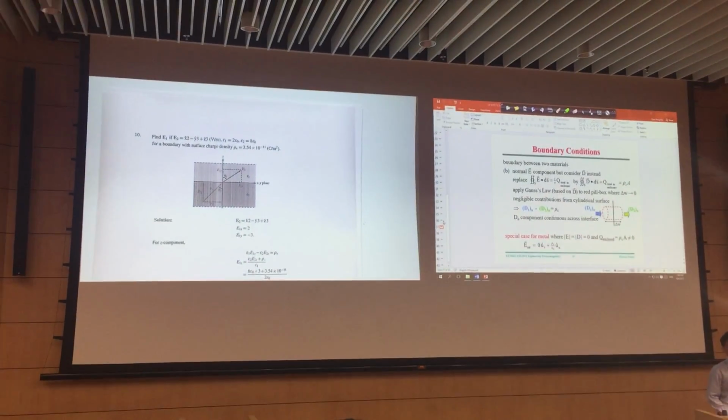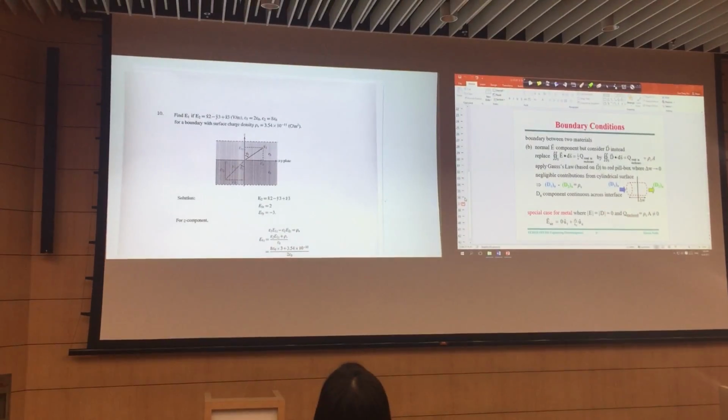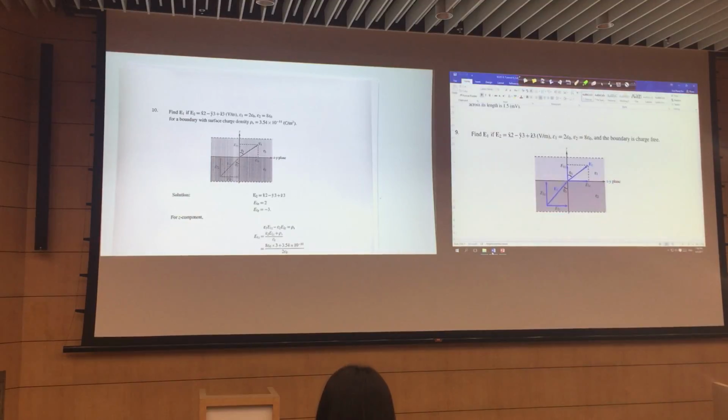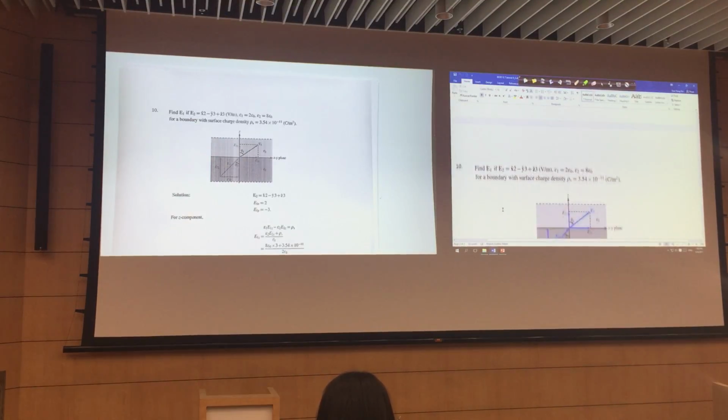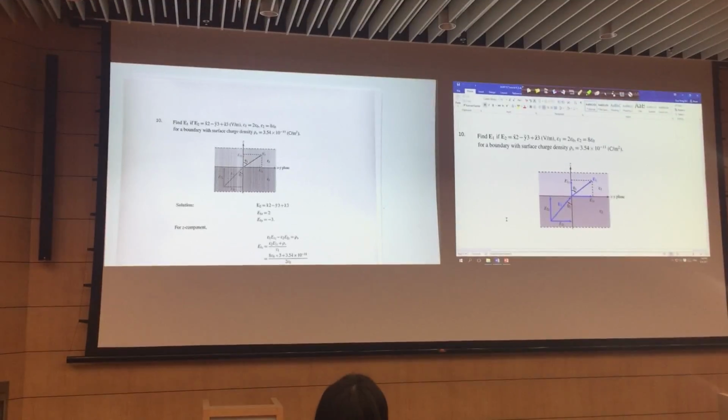Okay, now let's move on to see another question. Now this question, what's the difference between this one and the previous one? For this question, now the boundary has a surface charge density. In the previous case, it was charge free, not free of charge. Right. Now the surface has some charge.